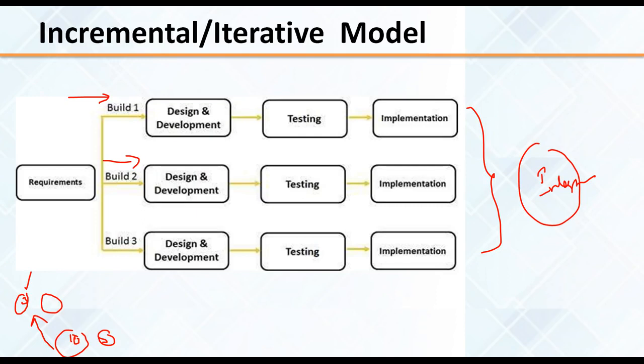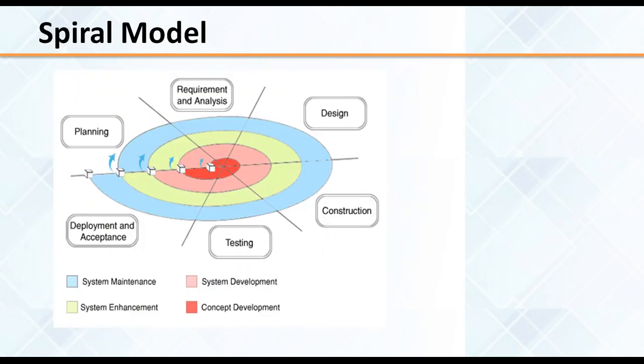Right? So now let us move on. Another model came into the picture: the spiral model. After the incremental model, there is another model that came into the picture. This is called the spiral model. Basically, this particular model is developed for products, not for projects. So usually what is the behavior of a product? A product has multiple versions, right?